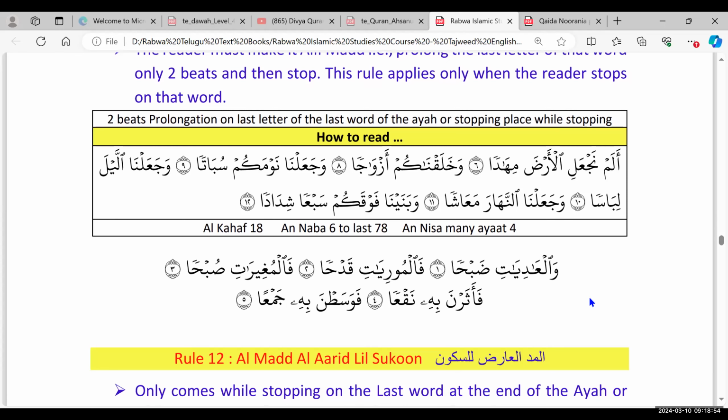Another example is Bismillahirrahmanirrahim. Wal-adiyati dabha, fal-muriyati qadha, fal-mughirati subha, fa-atharna bihi naqa, fa-wasatna bihi jam'a. All these places, if I am going to stop, I have to apply Mad al-Iwad, that is, convert the fathatain to alif mad and stop. Any doubts?